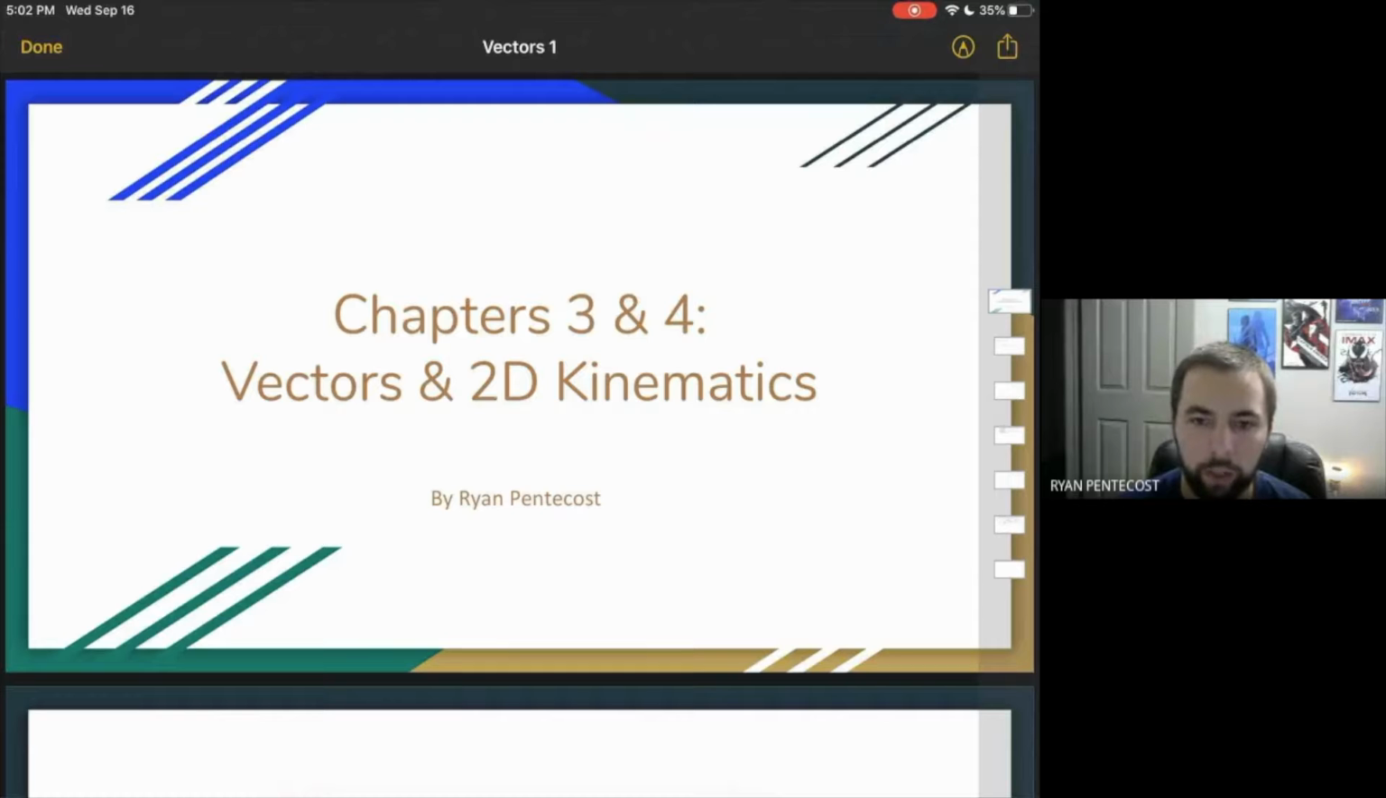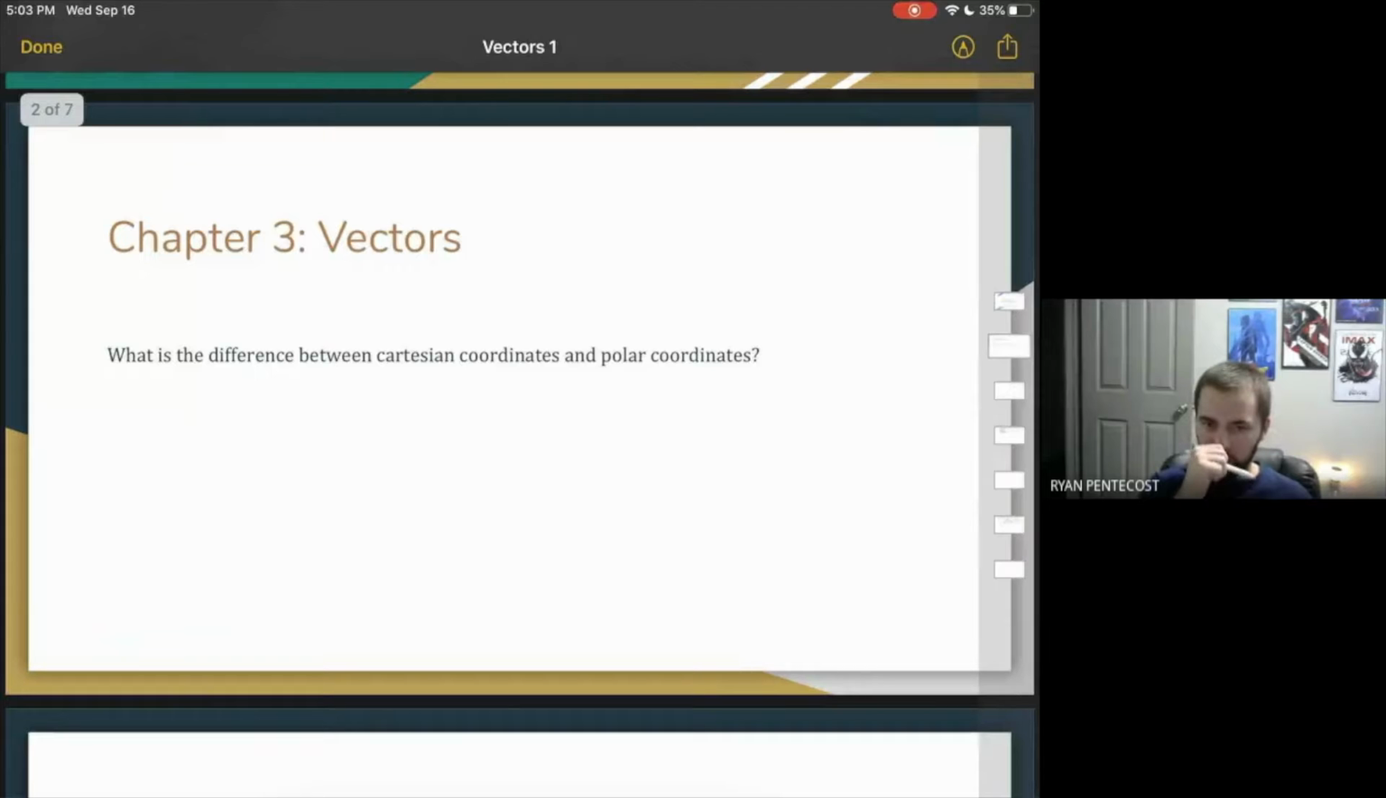So today we're starting chapters 3 and 4. We'll start chapter 3, we'll do vectors. This should be mostly a review for you guys, but we're going to do a little bit more complex things with the vectors. Then chapter 4, we'll go into 2D kinematics, where we will actually look at problems that are moving in both the x and the y direction at the same time, and then we can use vectors to solve those problems. So let's start off with this question: what is the difference between Cartesian coordinates and polar coordinates?